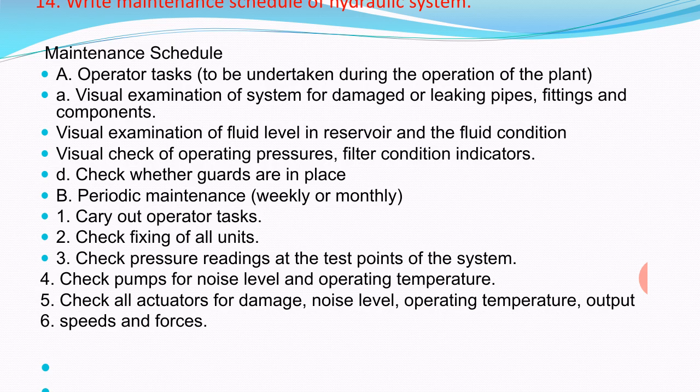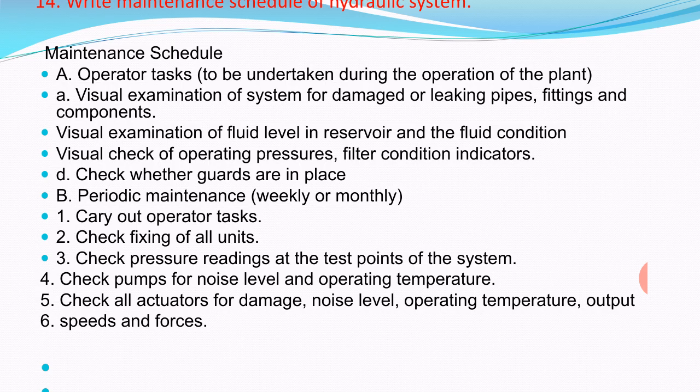Visual examination of the system for damaged or leaking pipes, fittings and components. Then visual examination of fluid level, reservoir and the fluid condition. Visual check of operating pressure. Check whether guards are in place: covers, guards, etc. Then B, periodic maintenance. Weekly what we have to do: carry out the operator tasks, the above four we have explained.